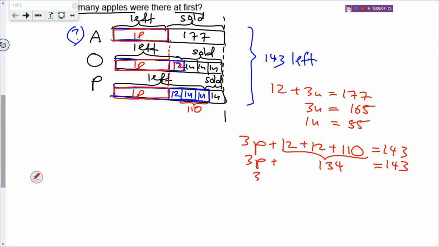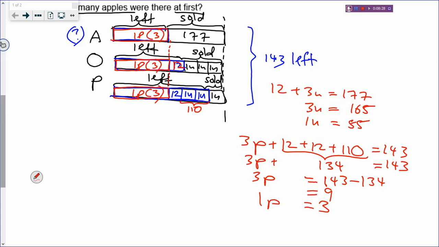So what is 3 parts? So 3 parts will be equal to 143, and you minus 134, and you will get 9. So your 3 parts is equal to 9. So which means that your 1 part has to be 9 divided by 3. So 1 part is 3. Alright, so you got all the important numbers already. Right? So every part is 3.